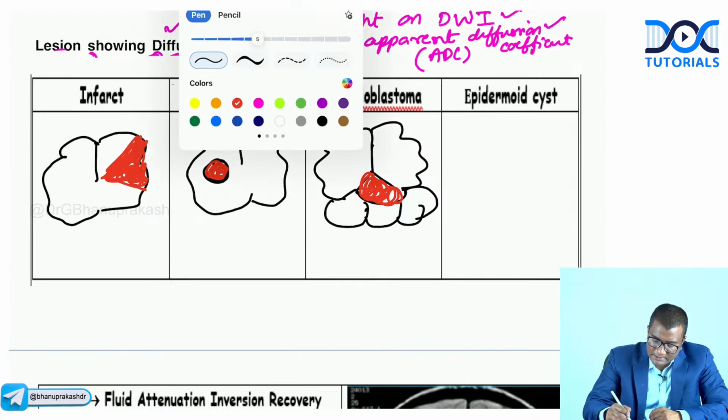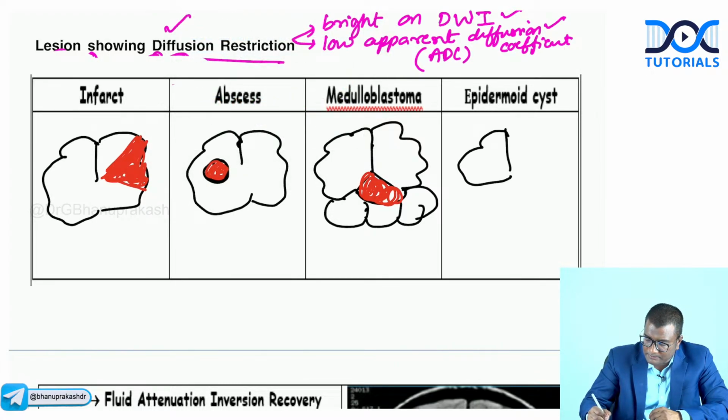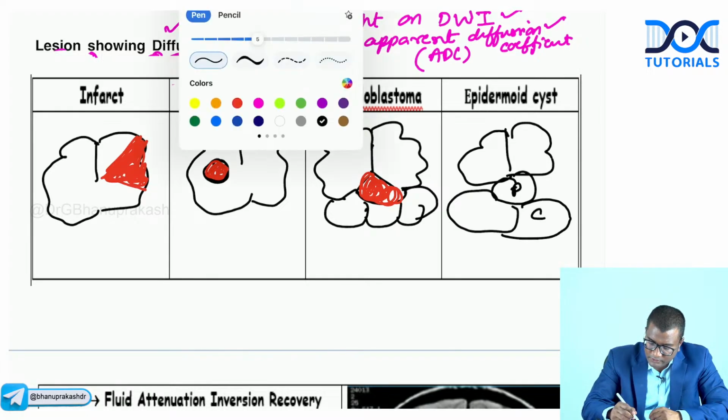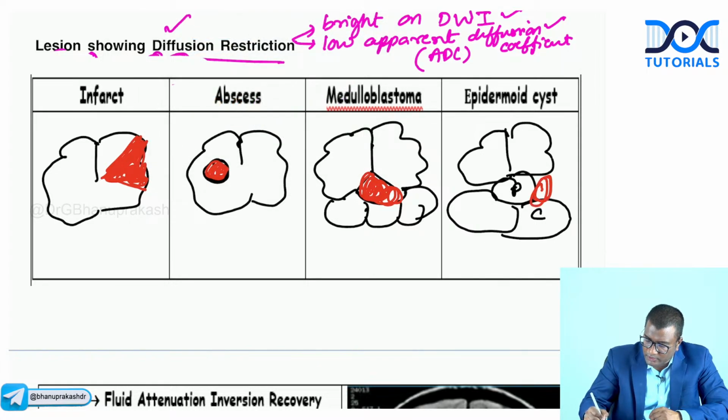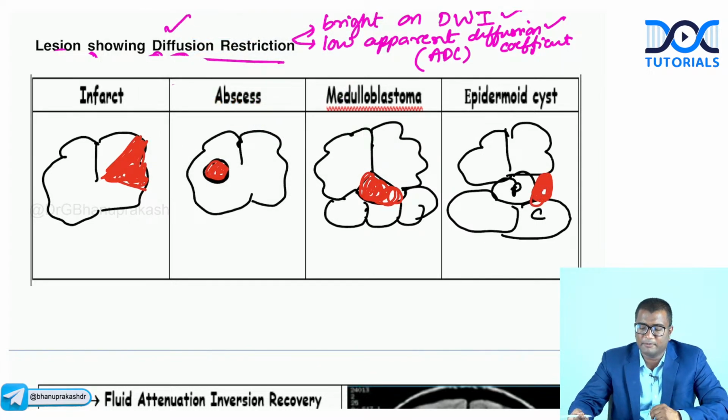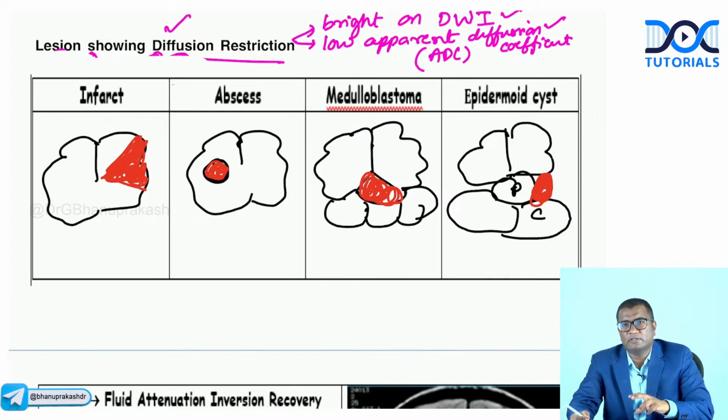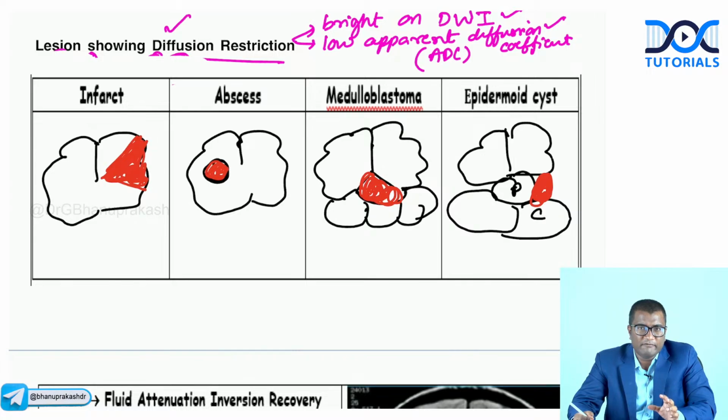And epidermoid cyst, this is a lesion which is in the CP angle. So this is the cerebellum, this is the CP angle, pons, this is the cerebellum. Here you will have diffusion restriction. You will have a lesion showing diffusion restriction. So that is how you identify the epidermoid cyst. So based on the location also, you can easily identify. So once again, what are the lesions showing diffusion restriction? Infarct, abscess, medulloblastoma and epidermoid cyst.